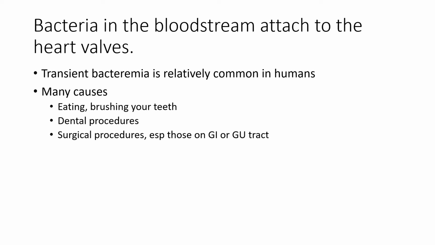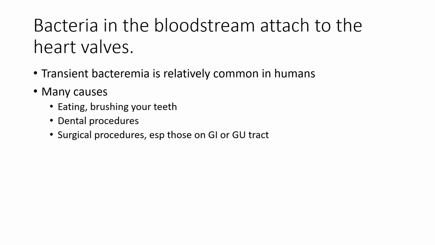The way endocarditis starts is that bacteria in the bloodstream attach themselves to the heart valve. Transient bacteremia is actually relatively common in humans, and there are many causes of this: eating, brushing your teeth, dental procedures, surgical procedures, especially those on the GI or GU tract, really anything where you're causing trauma, even microtrauma, to surfaces of the body that are heavily colonized by bacteria. Any of those can lead to a transient bacteremia. And occasionally, those bacteria in the bloodstream find their way to a place where they shouldn't be.